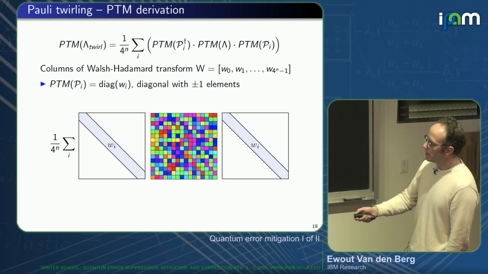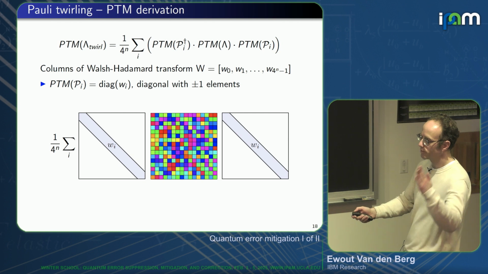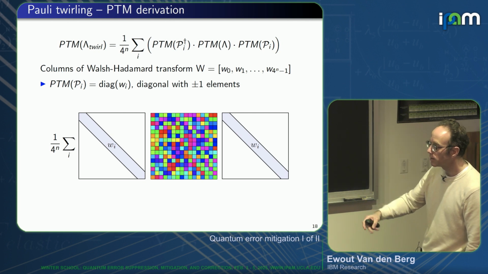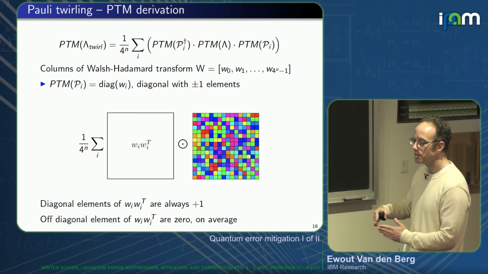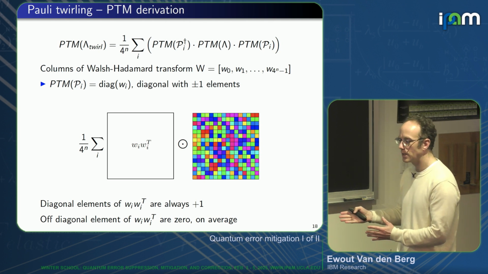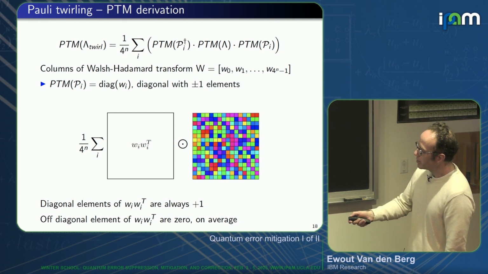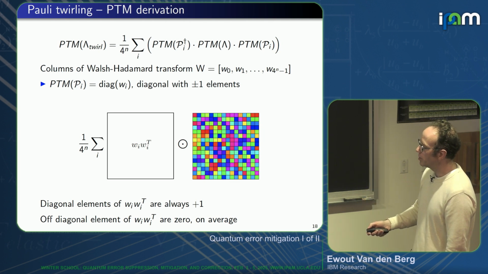Now, if we ignore the summation for now, what a single element would do is multiply each row here with some value, so you apply your weights on the rows, and here you apply the weights on the columns. You can write this out as the outer product of W_i with W_i transpose, element-wise multiplied with the Pauli transfer matrix of the noise channel. Now, on the diagonal elements the sign will be the same because the location in the vectors is the same, so that will always be 1.